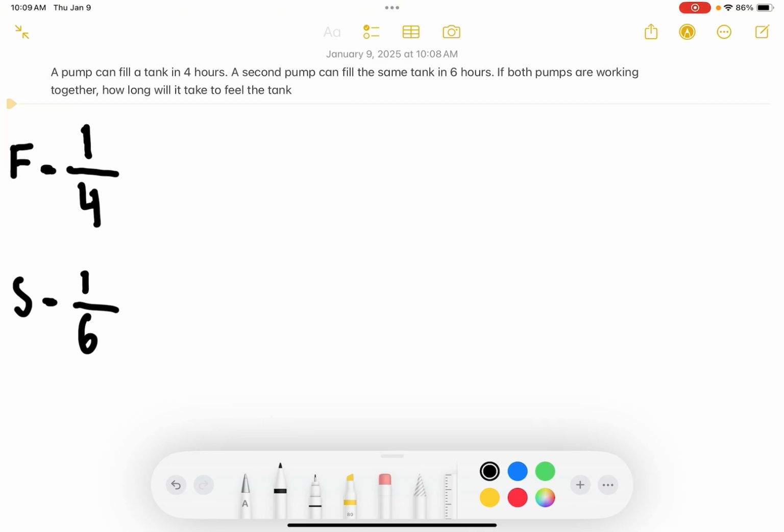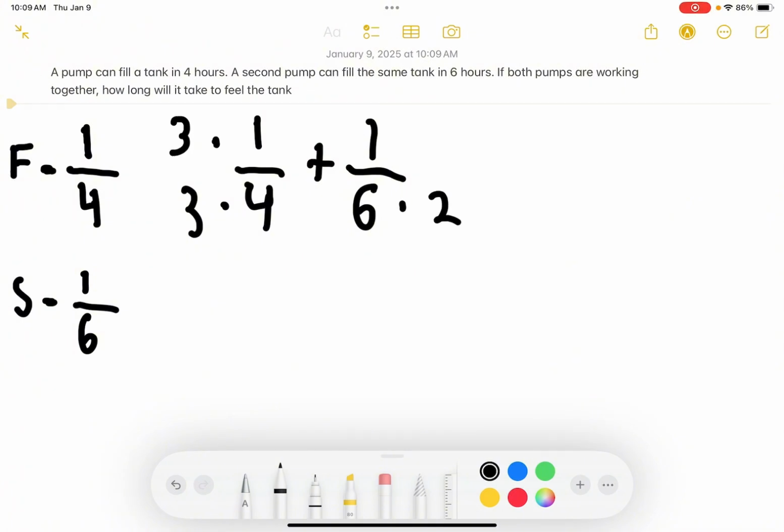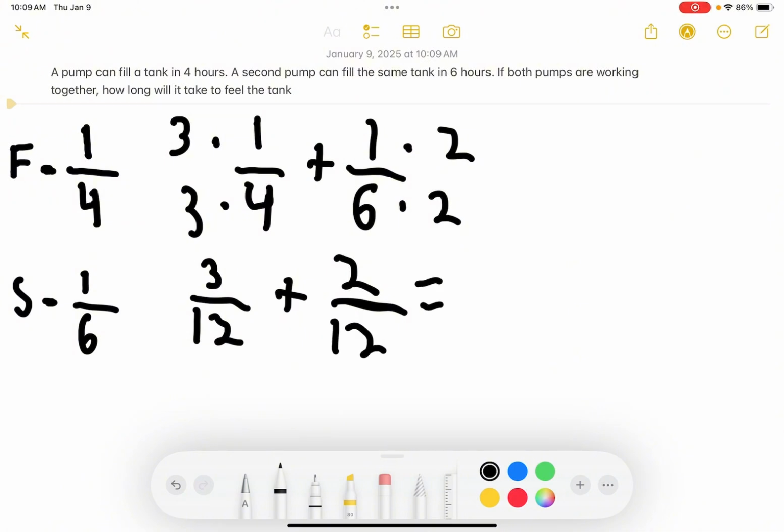Both pumps are working together, so we got to add these. So 1/4 plus 1/6. We got to get a common denominator. The common denominator of 4 and 6 is 12. So I'm going to multiply 4 times 3. Whatever I do at the bottom, I got to do to the top. Multiply 6 times 2. 3 times 1 is 3, 4 times 3 is 12, plus 2 times 1 is 2, over 6 times 2 is 12. Equals 5 over 12. That's great.